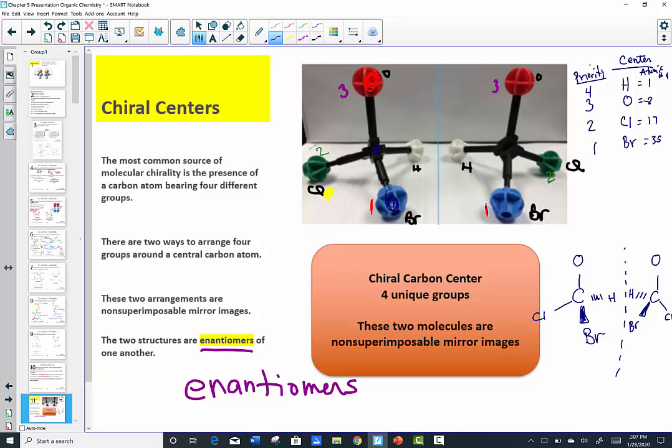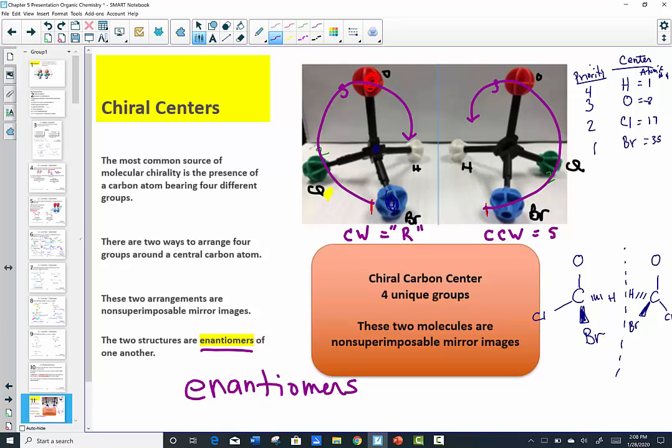I only need 3 numbers to connect to see which direction I spin. In this first example, the priorities, the way they're attached to the central carbon, give me a clockwise spin. We'll learn that a clockwise spin is going to be given the letter R in its designation. Now look what happened. When we connect the priorities in this direction, we spin in the opposite direction. That's a counterclockwise spin, and we will learn that that is an S configuration.